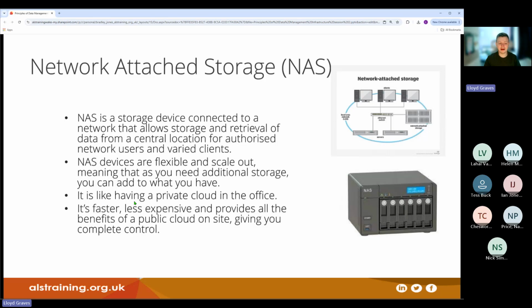Like I said, it's like having a private cloud in the office. Rather than something you connect to via the internet, it's something you connect to via physical connection, and it's typically seen in small offices. If you go into your local solicitors or an estate agent on a high street, there's normally 5 or 6 people working in there. This is the type of thing that I expect them to be using.